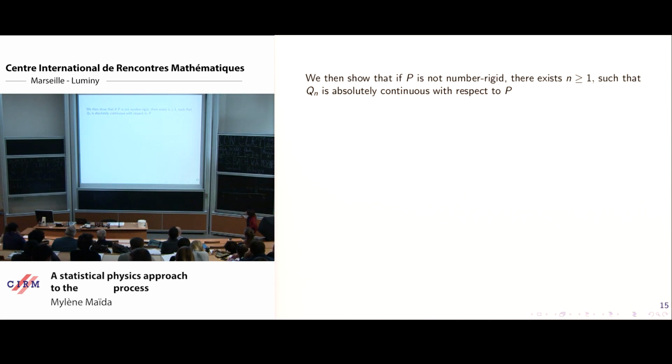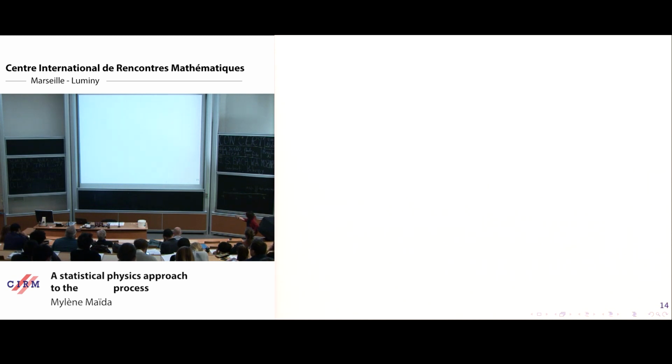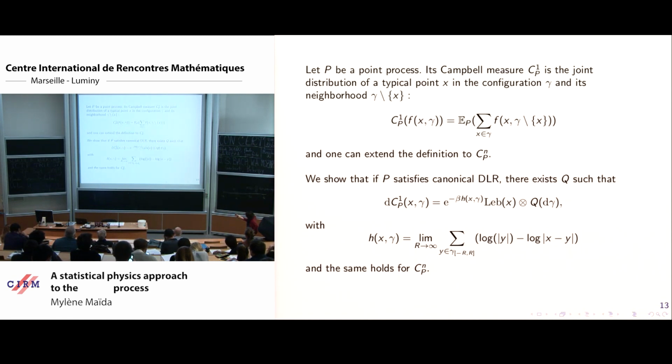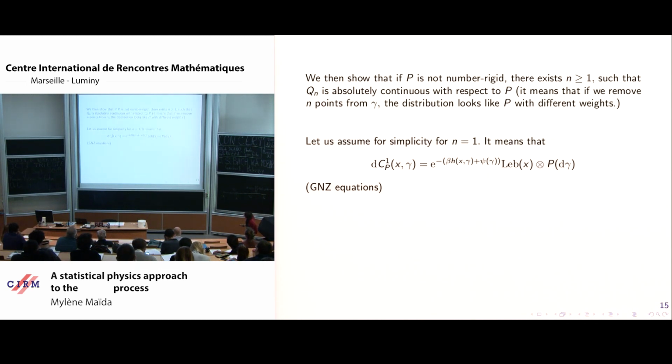This is translated mathematically by the fact that the measure Q, so Qn in the case of Cpn, is absolutely continuous with respect to P, because it means that if we remove n points from gamma, the distribution that we obtain looks like P, but with different weights. So "I can remove n points" is translated in the fact that the measure Q that I wrote here has a density with respect to the initial measure P.